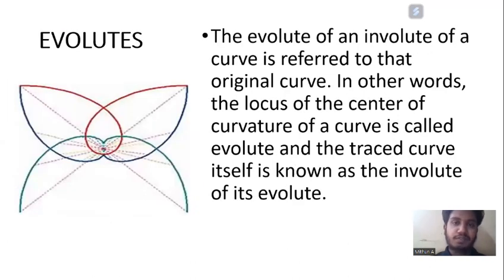So evolutes. The evolute of an involute of a curve is the original curve. In other words, the locus of the center of curvature of a curve is called the evolute, and the traced curve itself is known as the involute of its evolute.